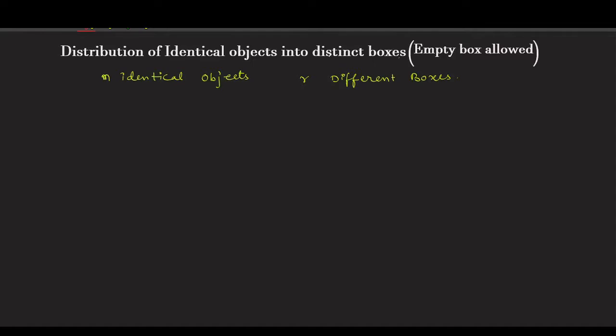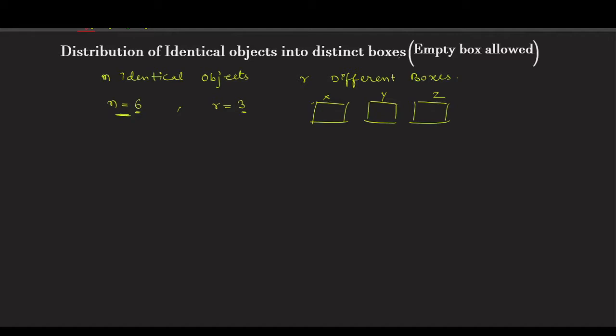Let's say I take n value as 6 and r equals 3. So what does it mean? The question is like this: how many ways can you distribute 6 identical objects into 3 different boxes? So you have 3 different boxes here, and they all are different. If you want, you can name them. Say this is X box, this is Y and this is Z.